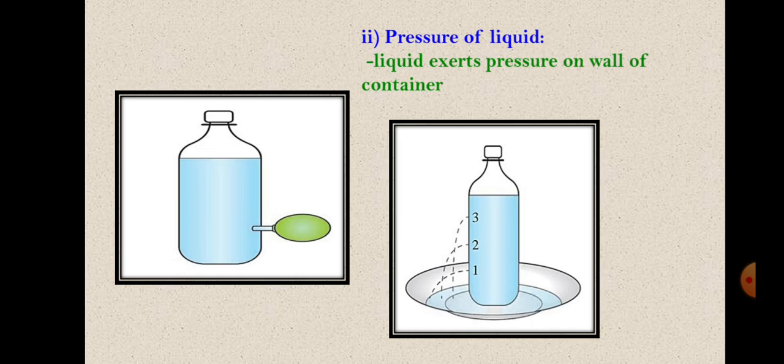So what do you understand by this? That the liquid pressure is not the same at every level, but as the depth increases, the pressure of the liquid also increases, and that is the reason why from the third hole the water falls very near to the bottle. From the second, the depth is a little more than the third one, so it goes a little far, and the first hole is at the deepest of all these 3, and thus the water pressure is the maximum. So this is the pressure of liquids.